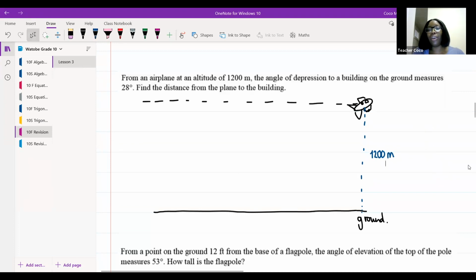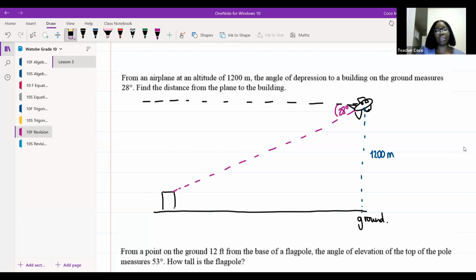Okay, now it says the angle of depression to a building on the ground measures 28 degrees. So what this actually means is there's a tiny building over here, right? And from my little building over here, all the way to, or from my plane to my building, this angle over here is 28 degrees, right? Okay. Let me see if I'm interpreting this question correctly. All right, from an airplane at an altitude of 1,200, the angle of depression to a building.